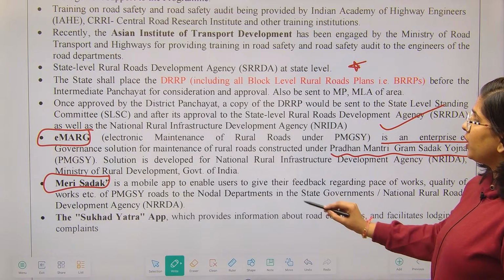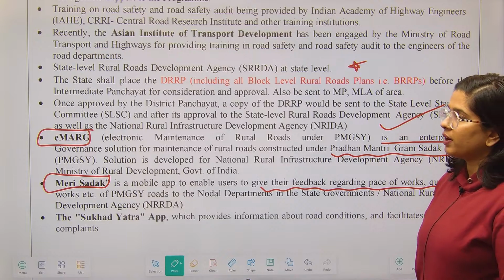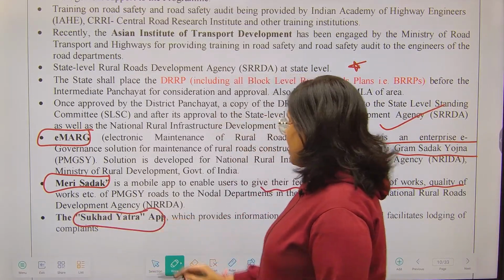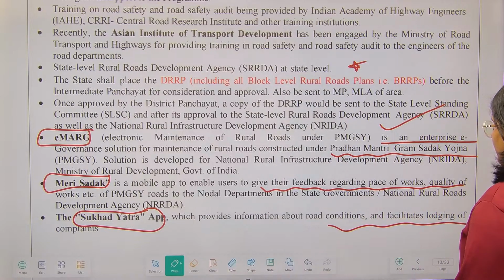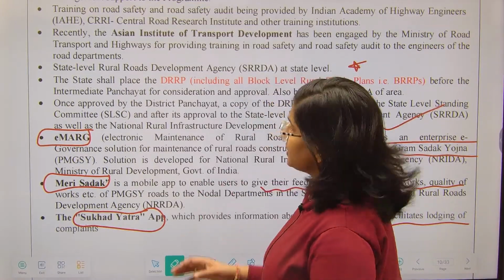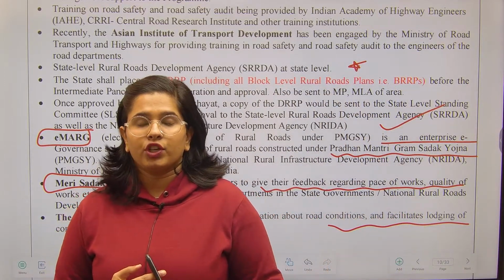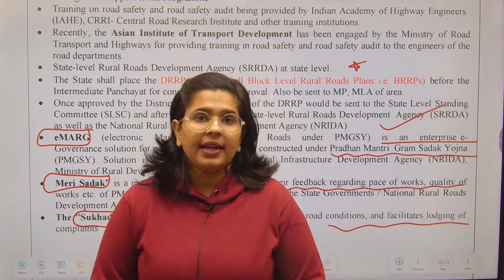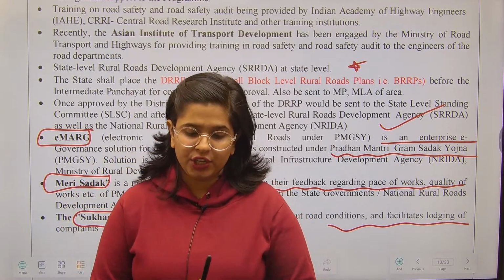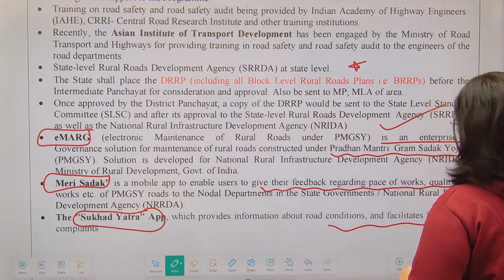It is a mobile app to enable the users to give their feedback regarding the pace of work, quality of work, etc. And then lastly we have the Sukhad Yatra app, which provides information about the road conditions, facilitating lodging of the complaints. So these are the things that you have to focus on. What are the aims of this particular scheme, what phase it is in, and what have been the new initiatives that were taken under this particular scheme. So these were the things that we need to discuss.